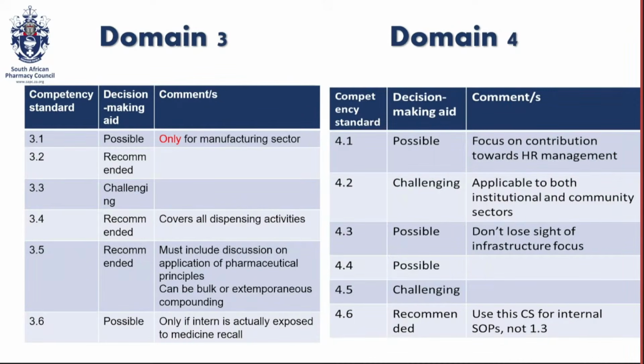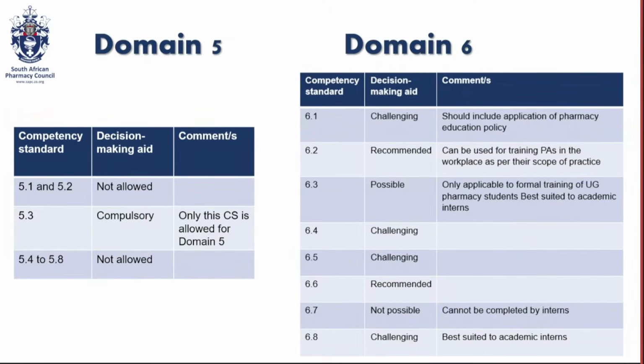Go to the next slide. Again, here we're showing the last two domains, domain 5 and domain 6. For 6.3, we say it's possible because it's only applicable to formal training of undergraduate pharmacy students, and it's best suited to academic interns. So it's not suited for informal training that interns do maybe in a retail, community or institutional pharmacy. That particular one is 6.2, which deals with training pharmacist assistants or pharmacists at the workplace. So before the submission, or before the intern even embarks on the whole CPD, consult this matrix and look at whether the competency standard the intern has chosen is challenging, recommended, or possible.